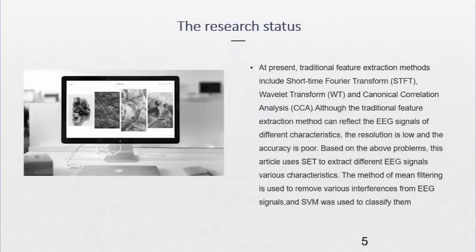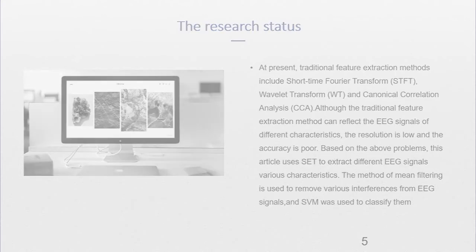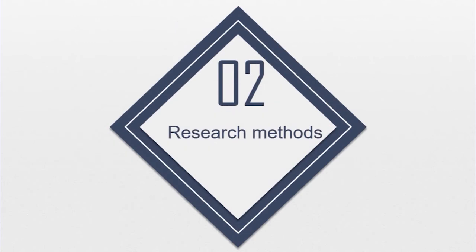At present, traditional feature extraction methods include short-time Fourier transform, wavelet transform, and CCA. Although traditional feature extraction methods can reflect the EEG signals' different characteristics, the resolution is low and the accuracy is poor. Based on the above problems, this research uses SCT to extract the various characteristics of EEG signals. The method of mean filtering is used to remove various interferences from the EEG signals, and SVM is used to classify them. So the second part is the research method.